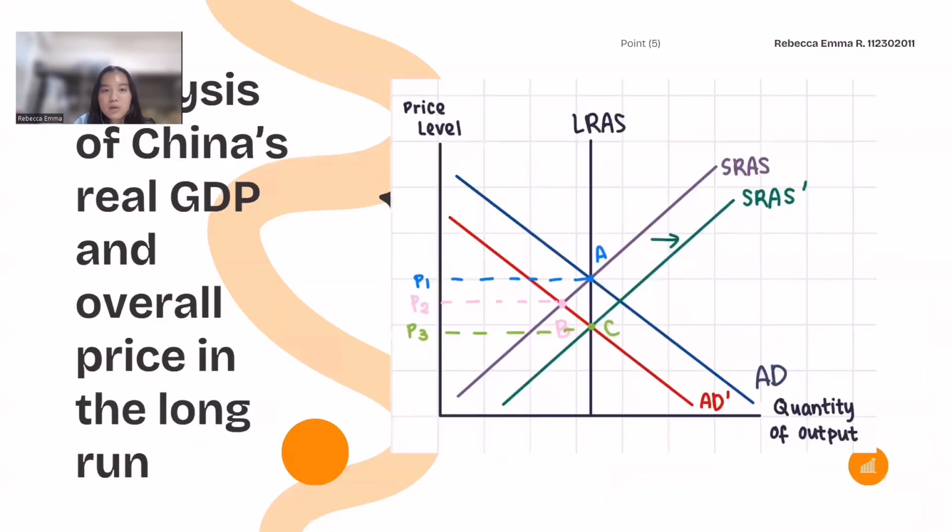Now, in the long run, the economy tries to fix itself. So the short run aggregate supply will shift to the right. And we can see the intersection moved to point C, where it becomes full employment again. However, the increase of short-run aggregate supply has caused the price level to decrease because it tried to adjust itself.